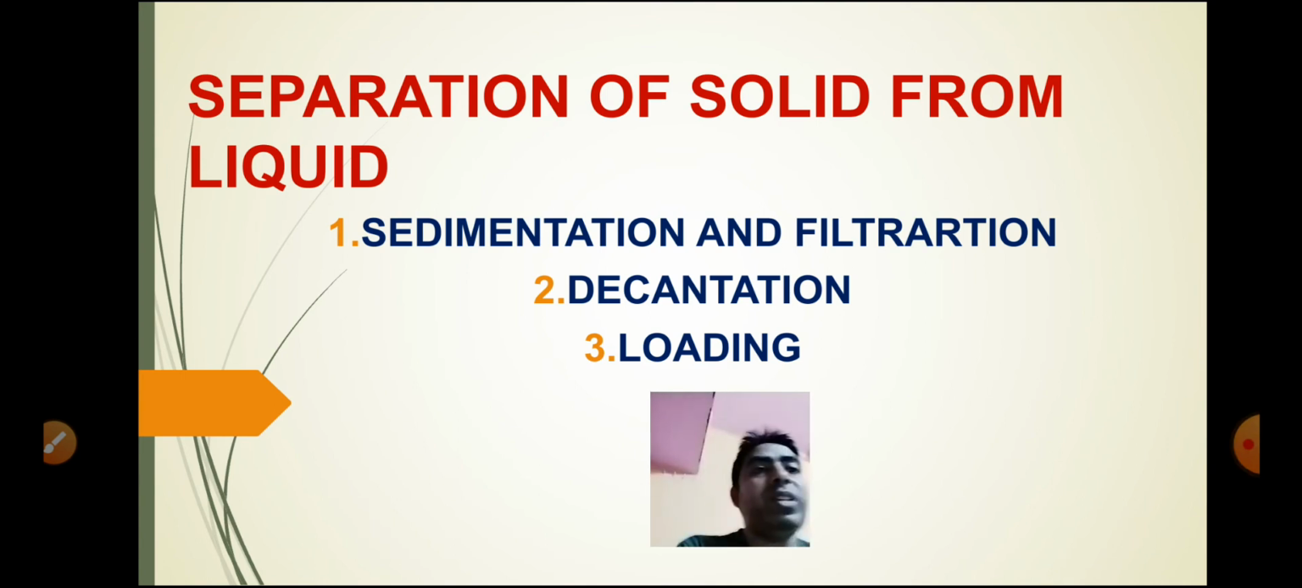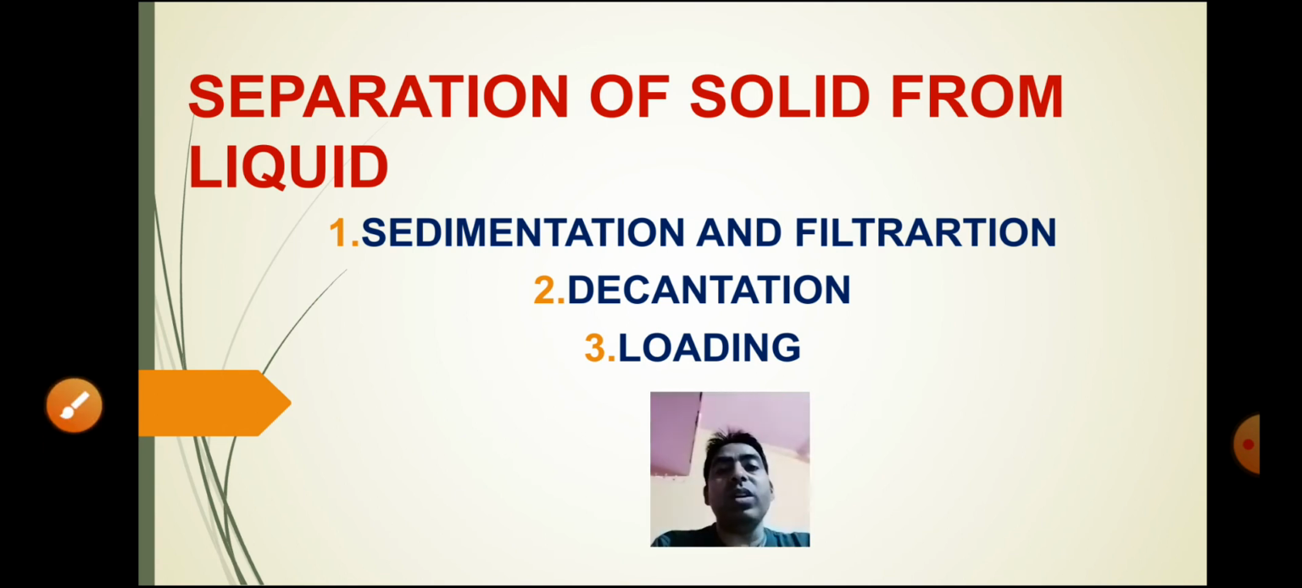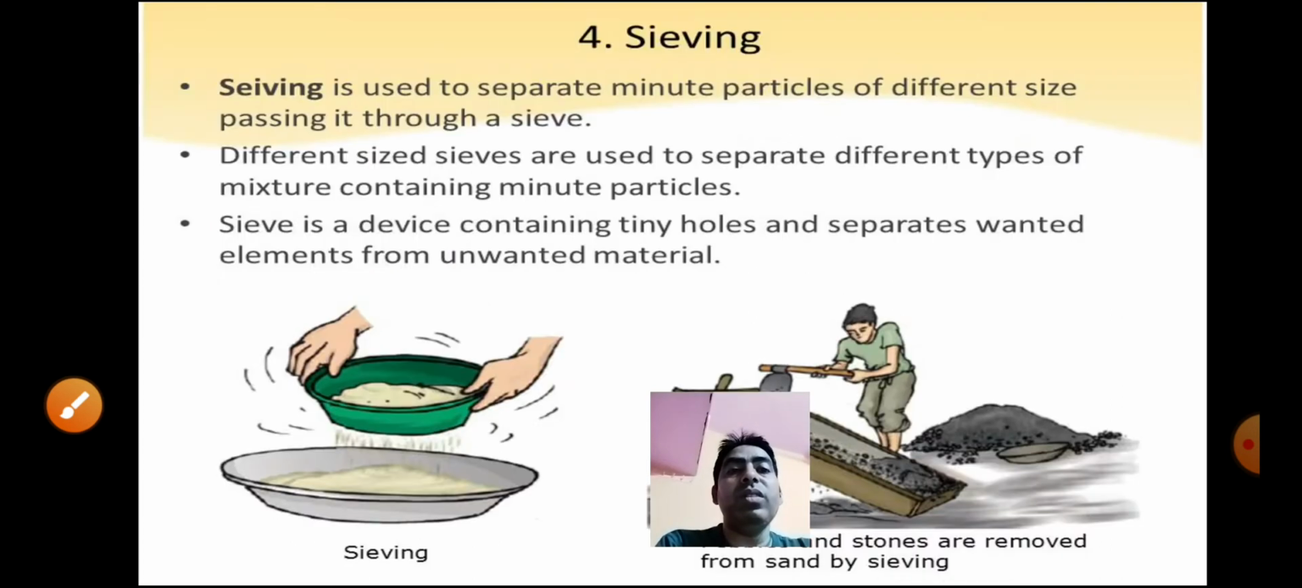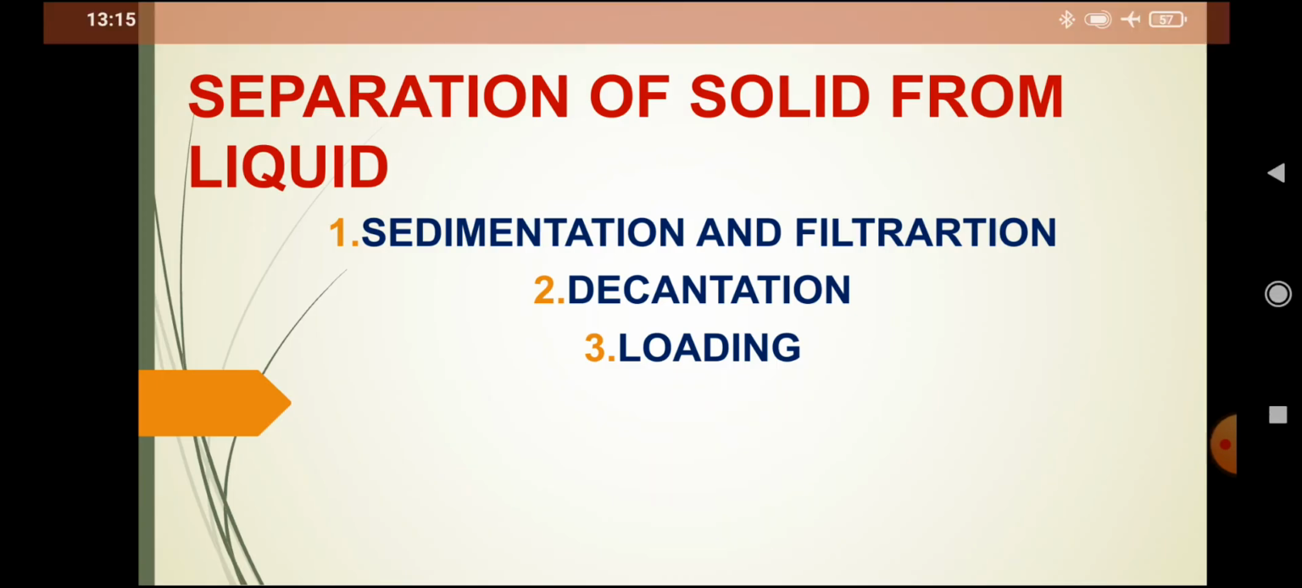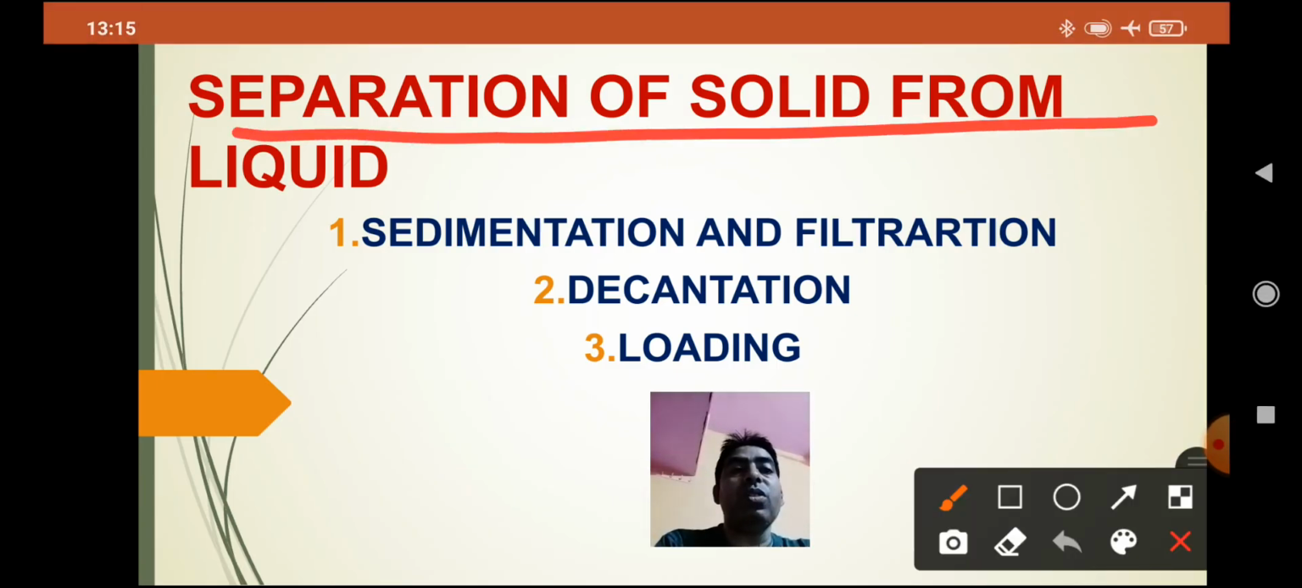In the previous chapter we read about separating solid substances from a mixture, that is hand picking, threshing, winnowing, sieving and magnetic separation. In this video we are going to learn about the separation of solid from liquid.